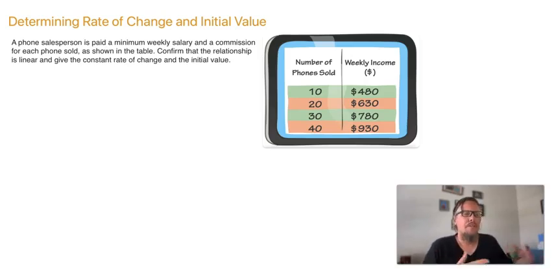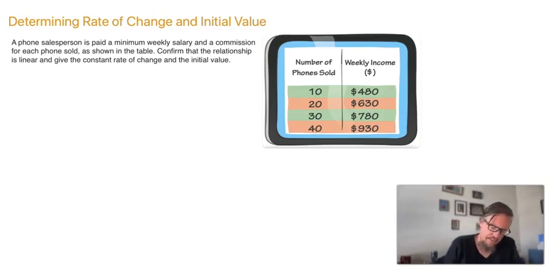So to answer the first question, is it linear? We have to answer the second question, is the rate of change constant? Now, what that means is, are we given the same income for each phone that is sold? So as we go from 10 phones to 20 phones, how much are we paid? And is that the same pay as we go from 20 to 30 phones and from 30 to 40? So what we need to know is, is our change in income compared to our change in the number of phones sold constant from 10 to 20, 20 to 30, and 30 to 40.